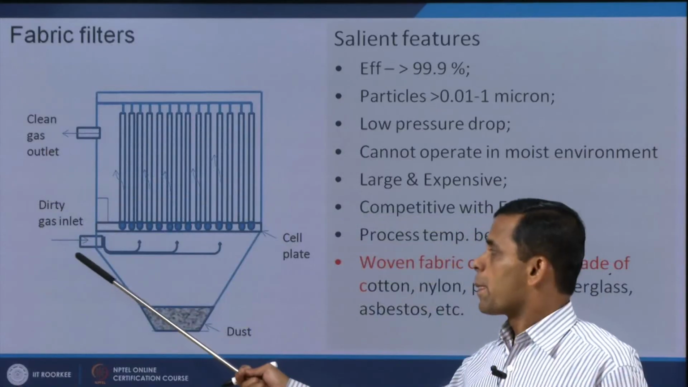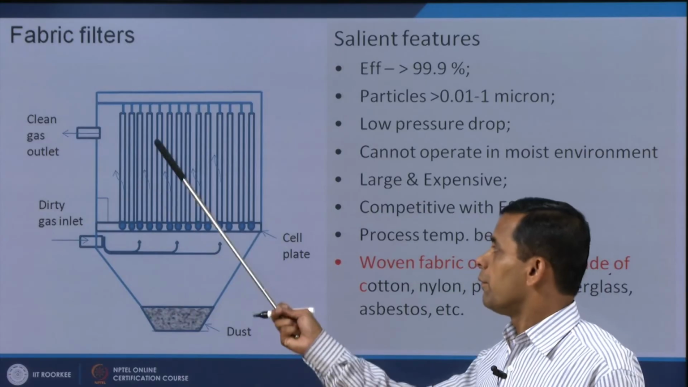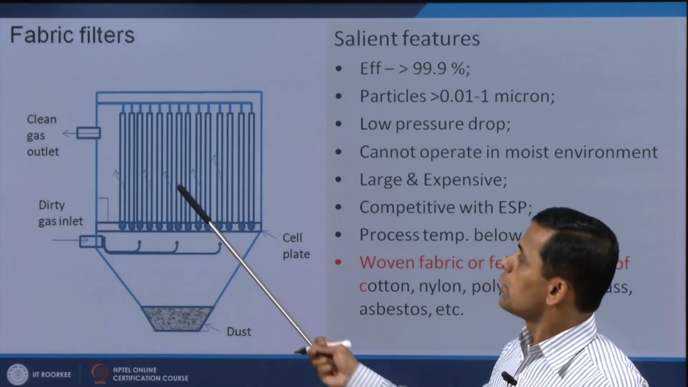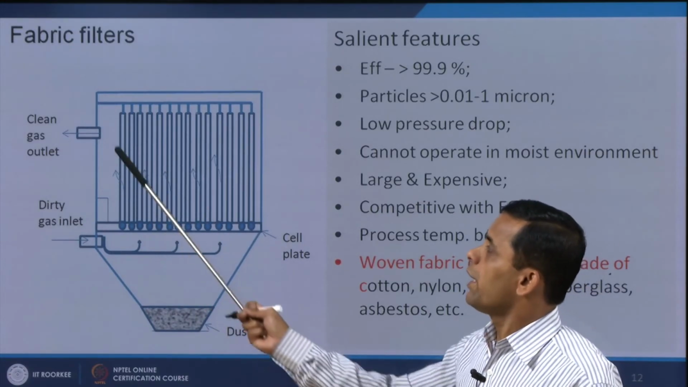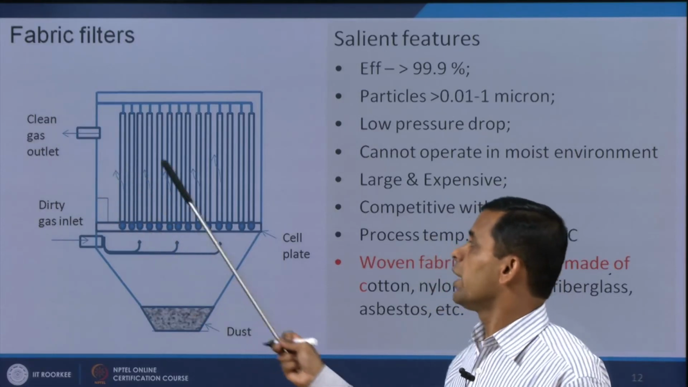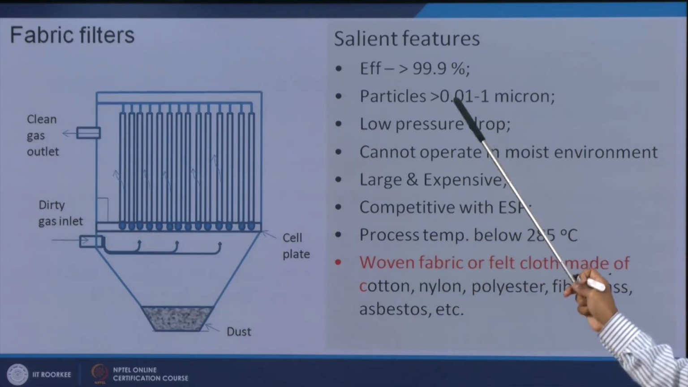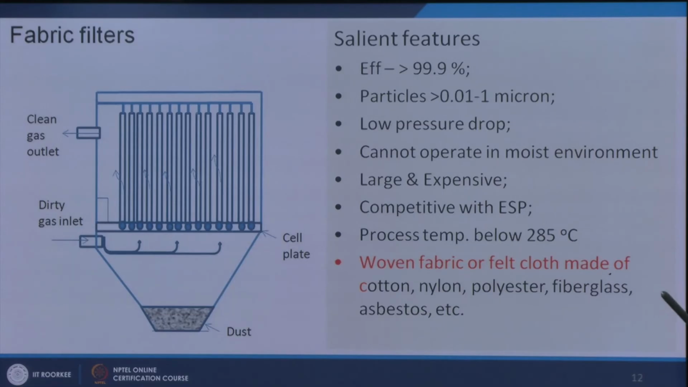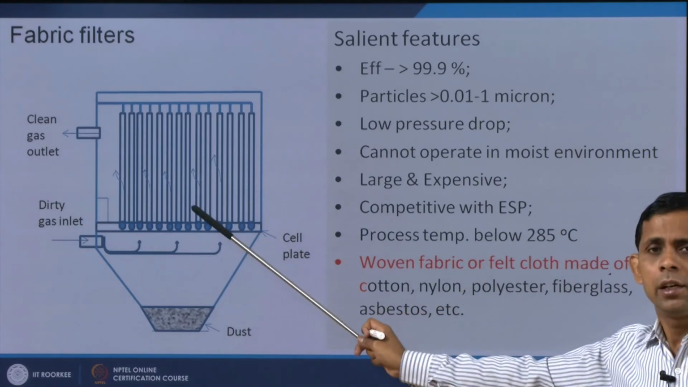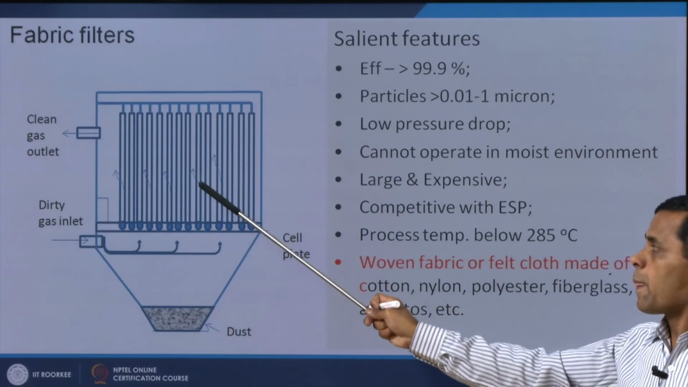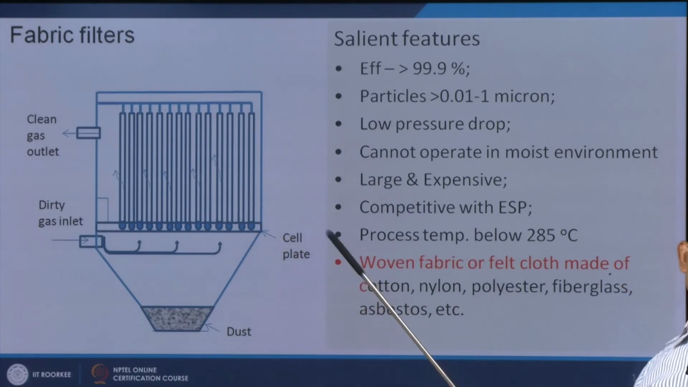laden gas comes into the bag filter unit and passes through these bags, and it is purified, and clean gas goes out from the unit. This has an efficiency greater than 99.5%. This is the highest efficiency among all the devices used for the separation of particulates from gas. It also has a low pressure drop, and the fabrics are made of cotton, nylon, polyesters, fiberglass or asbestos.